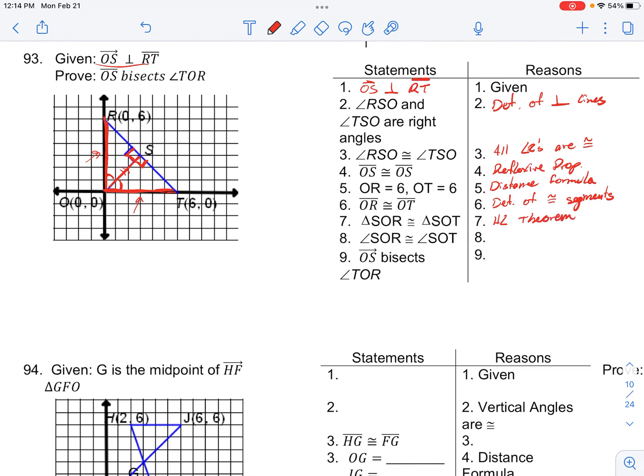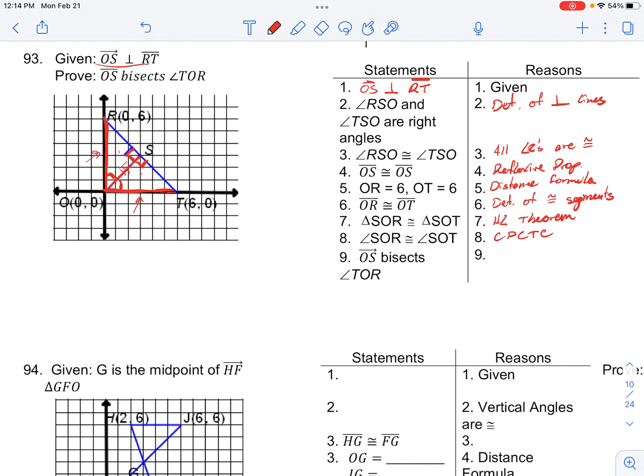Then number 8, the angle SOR is congruent to SOT. So this is the angle that we said before that we're trying to prove are congruent to each other. So this derives from the fact that we proved that the two triangles are congruent. Now we can say that their corresponding parts are congruent to each other. So we use corresponding parts of congruent triangles are congruent, CPCTC.